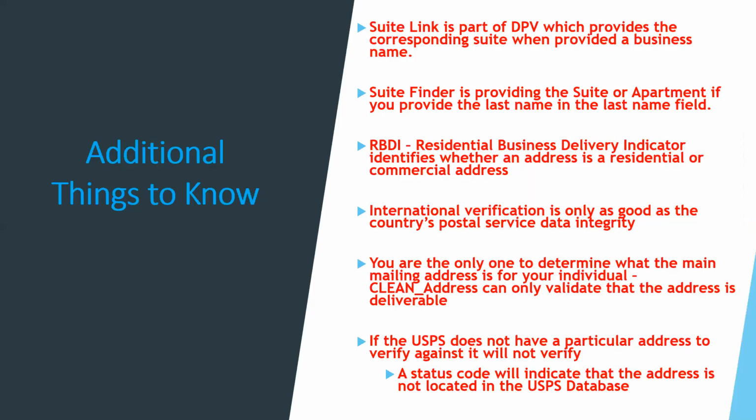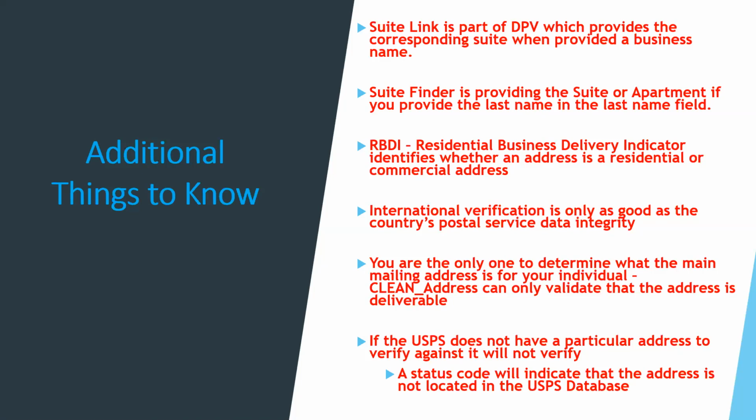So additional things to know as we wrap up this webinar. I think Scott actually just talked about that Suite Link as being part of the delivery point validation, but again, I'll let Scott touch upon all of these various things that you may want to know with Clean Address. I just touched on Suite Link, which is part of delivery point validation. That's included with the product out of the box. And that will allow you to put suites or apartment numbers in for businesses if company name is populated. Suite Finder is an additional charge, but that is giving you the suite or apartments for every individual's apartment in the United States based upon last name.